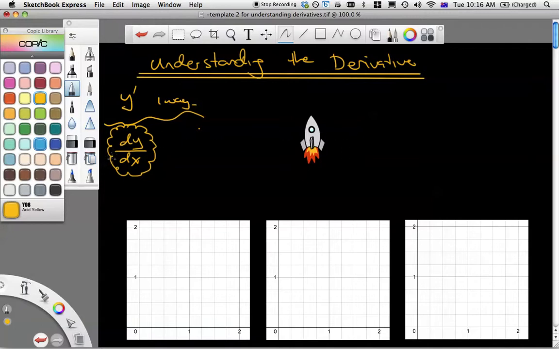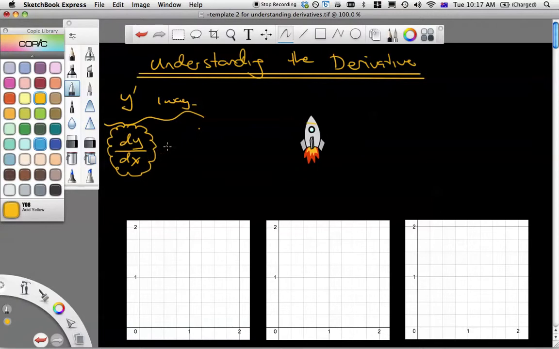So the first thing I'm going to do is tie this to a spaceship to think about dy over dx, which is quite a strange thing to look at. It's three different letters in two different combinations with a divide sign in between them. What's going on? So we're going to link that to a spaceship to try to make it a little bit more concrete, and then we're going to apply that to some graphs and see how that works and see if it helps us, which it hopefully will.